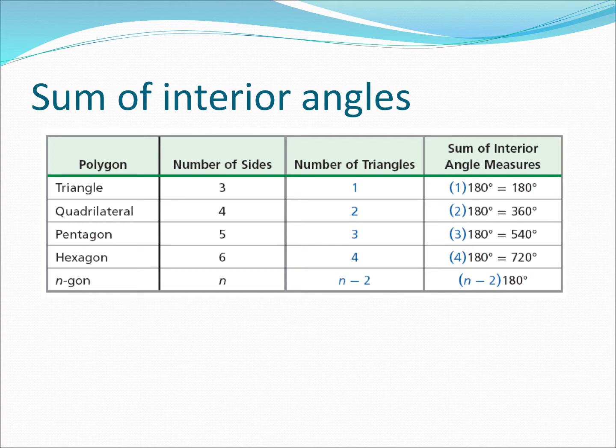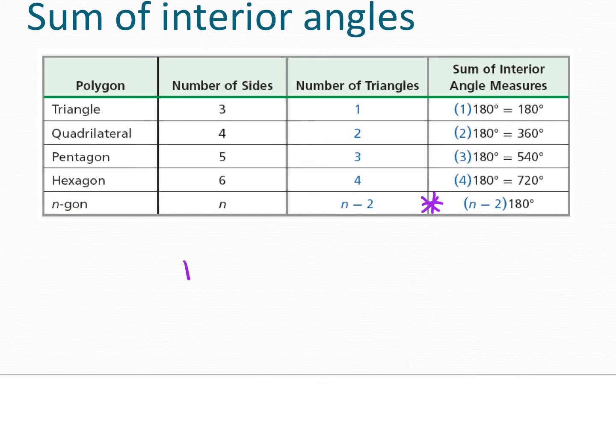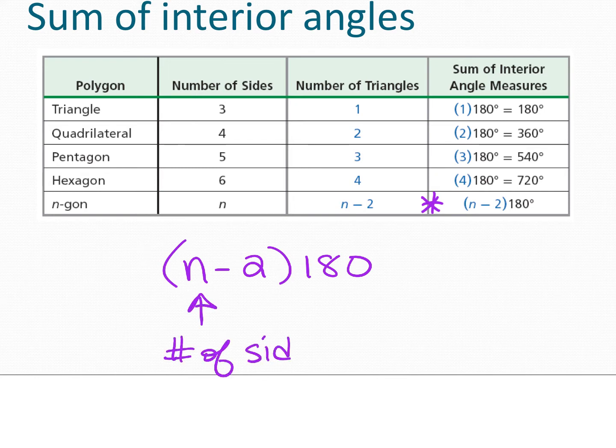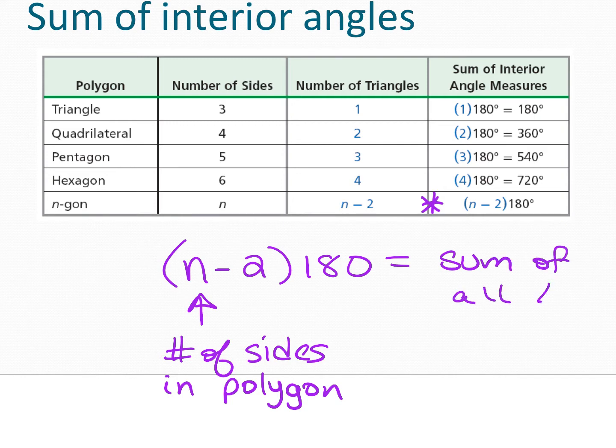Now, the whole purpose of this table was to show you a pattern happening. All you need to do is memorize this formula that's down here at the bottom. It's n minus 2 times 180, where n represents the number of sides in your polygon. And this formula will give you the sum of all of the angles of your polygon. So let me show you an example with the triangle and with the pentagon.